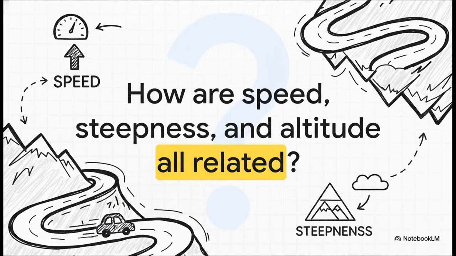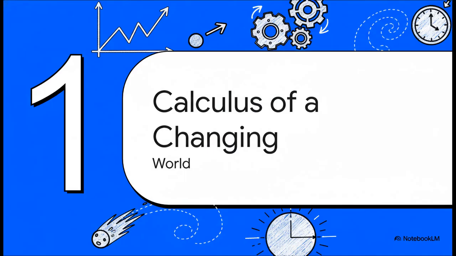So to get our heads in the game, let's just think about something real. Imagine you're driving up a steep mountain. You've got your speed, right? The road has a certain steepness, and your altitude is obviously changing. You already know these three things are connected. I mean, it's intuitive. If you drive faster or if the road gets steeper, your altitude is going to change a lot more quickly. Well, that connection, related rates, is a language calculus gives us to describe it perfectly. So let's start by building that core intuition.